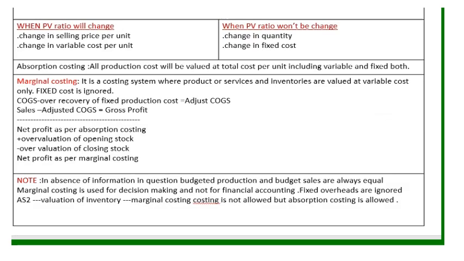Next slide. In questions, when will the PV ratio change and when will it not be affected? The PV ratio will change when there is a change in sales or change in selling price per unit. When there is a change in variable cost per unit, the PV ratio will change. When there is a change in quantity or change in fixed cost, the PV ratio won't change.